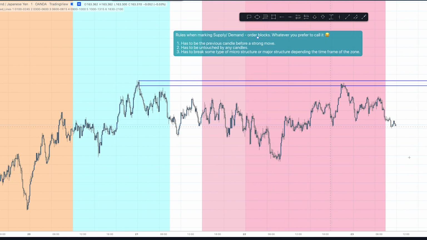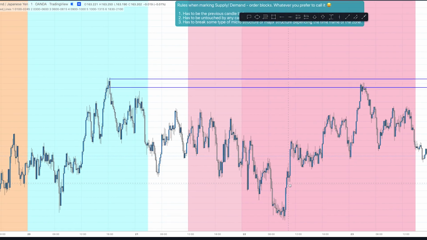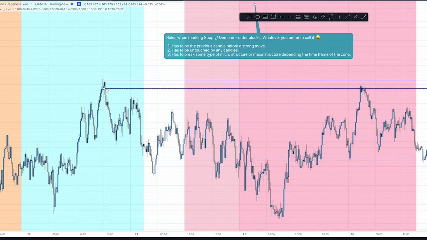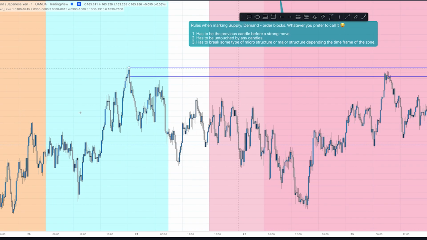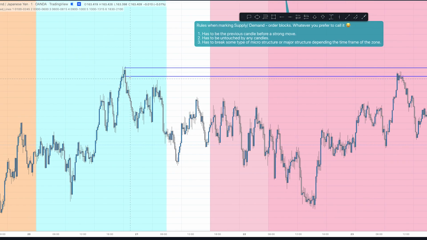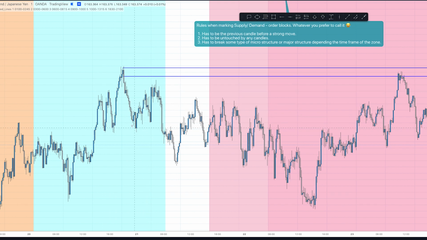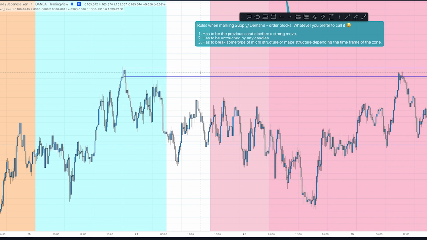Okay, so check this out. Our first rule has to be that the previous candle before a strong move has to be untouched by any candles. This zone is not touched by any candles. It has to break some type of microstructure or major structure. Here we're talking about microstructure because it's an M1 time frame zone. So when price breaks these lows right here, it's a valid order block.